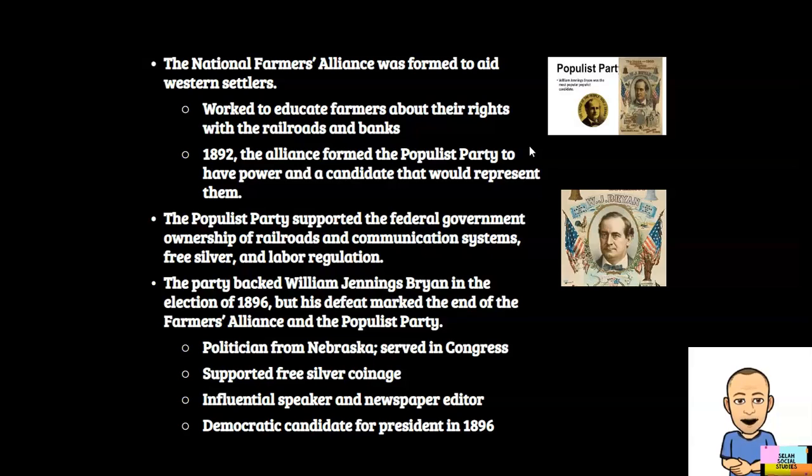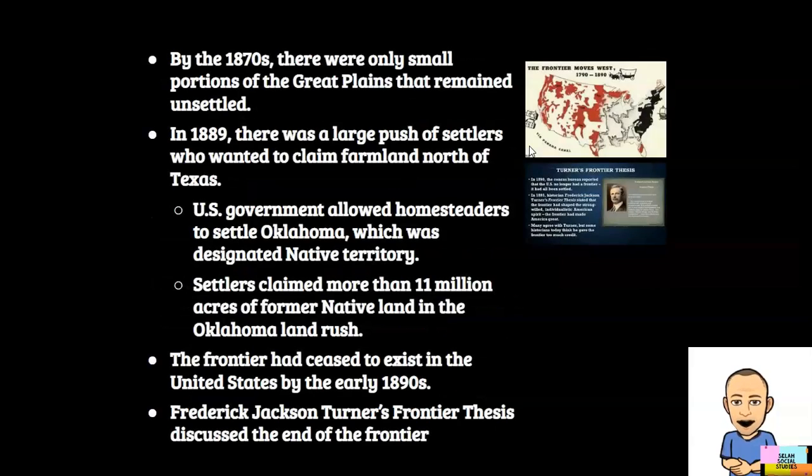Is there even any more land to claim? Well, by the 1870s, only a small portion of the Great Plains remained unsettled. Remember that territory where Native Americans were forced to move? Well, U.S. officials allowed homesteaders to settle in the Indian Territory in what is now Oklahoma in 1889. Settlers claimed more than 11 million acres of former Indian land in the Oklahoma land rush.